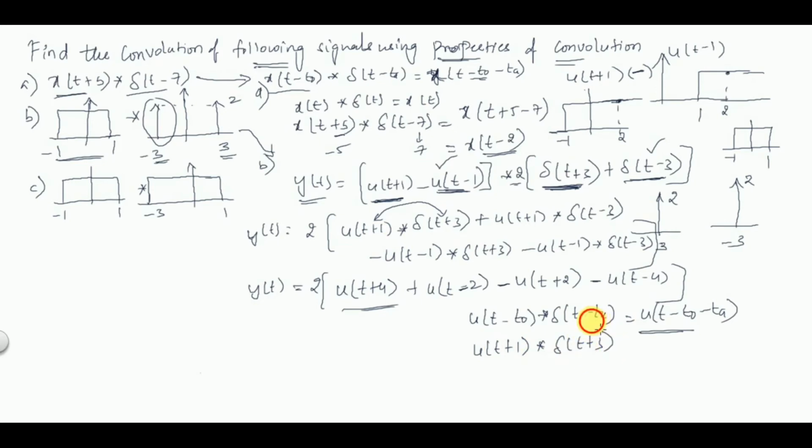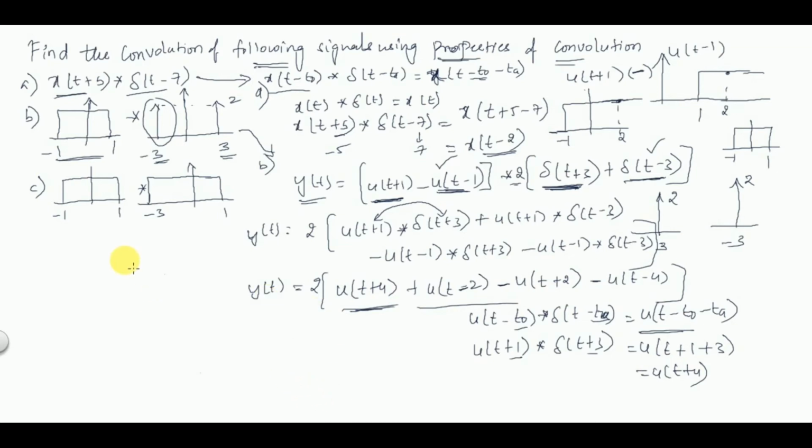So t naught value is minus 1, ta value is minus 3, so it will be u of t minus, t naught is minus 1, so minus of minus 1 is plus 1, and ta value is also minus 3, so minus of minus 3 is plus 3, so it becomes u of t plus 4. So that is what I have written here. Similarly you can do for the remaining and you will get the answer like this.